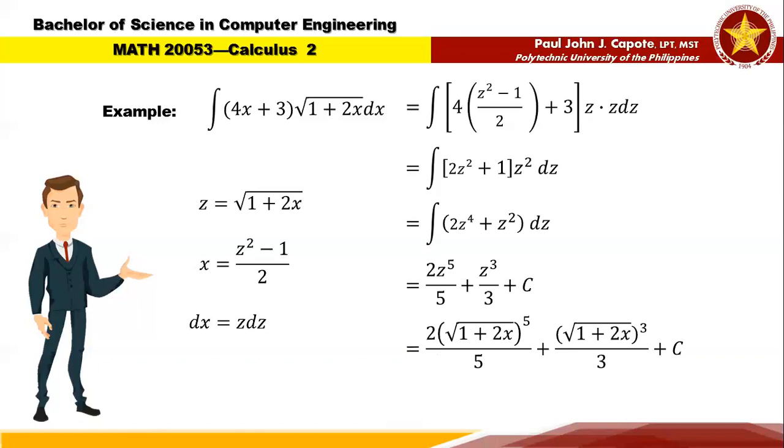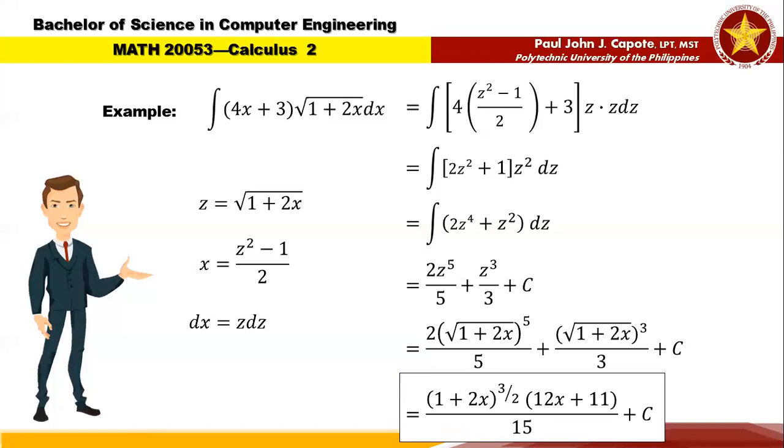Substituting the value of z, we get 2 times the quantity square root of 1 plus 2x raised to 5 all over 5 plus square root of 1 plus 2x raised to the power of 3 over 3 plus c. Simplifying further, we get the product of 1 plus 2x raised to the power of 3 halves and the quantity 12x plus 11 divided by 15 plus c.